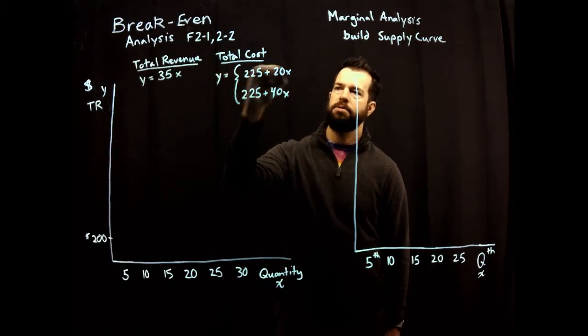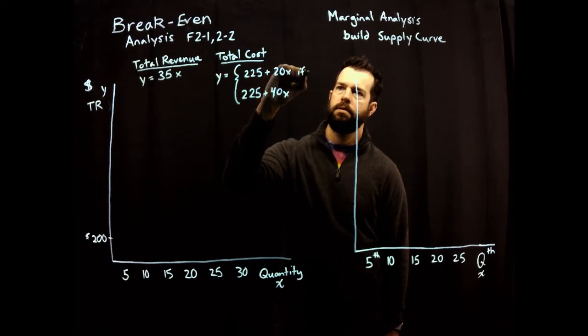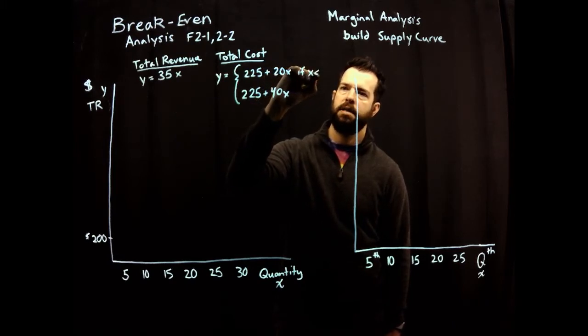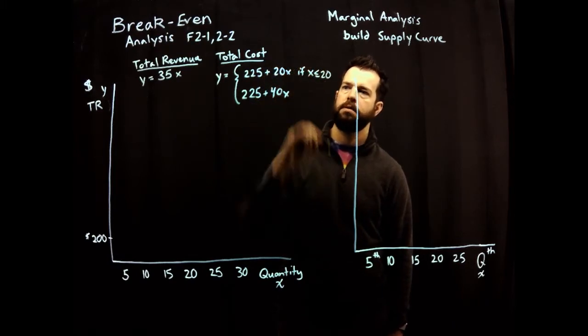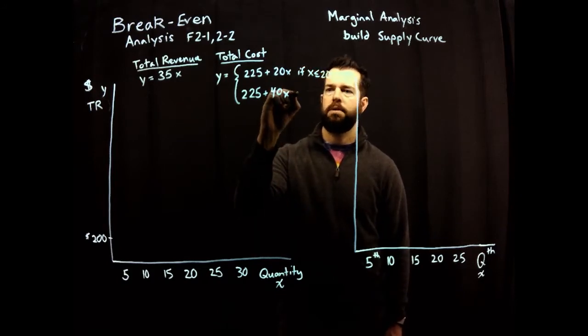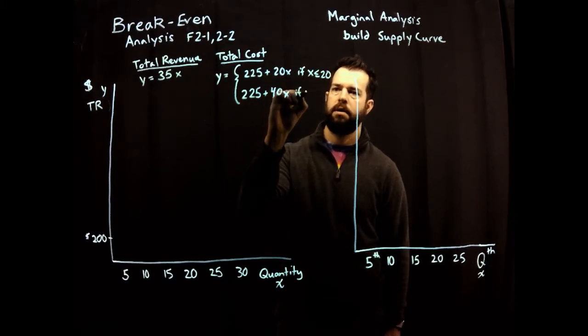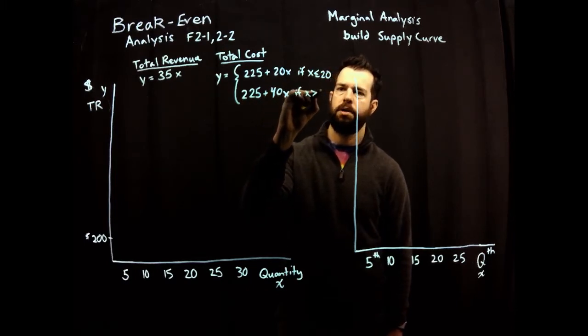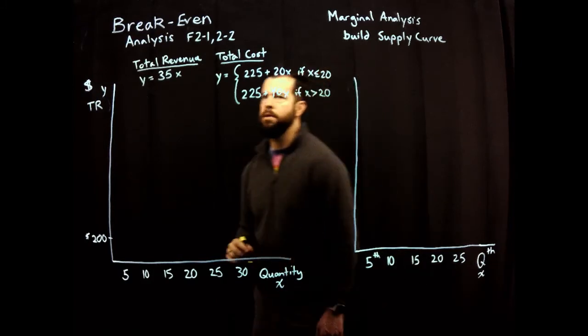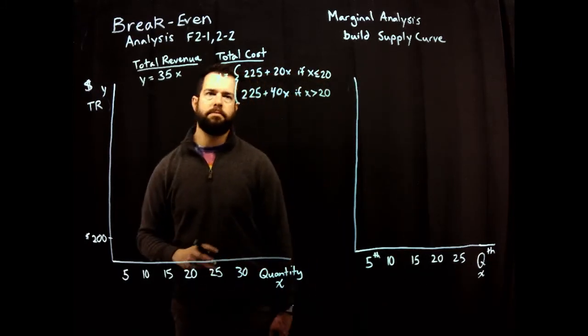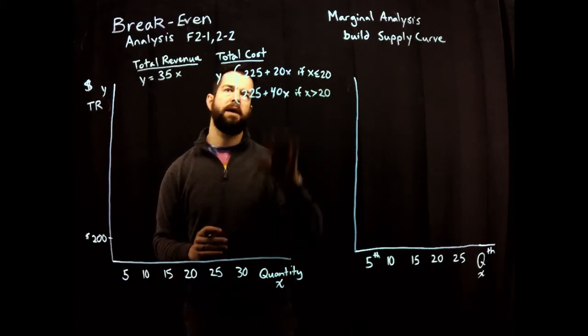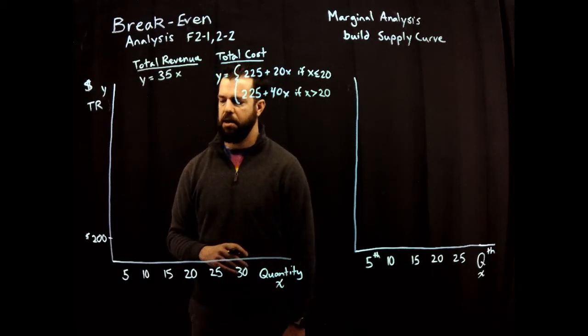Okay, so it's going to be 225 plus 20x if x is less than or equal to 20, and it's going to be equal to 225 plus 40x if x is greater than 20. Okay. All right. So now that we have our cost function, we can go ahead and map this out here.